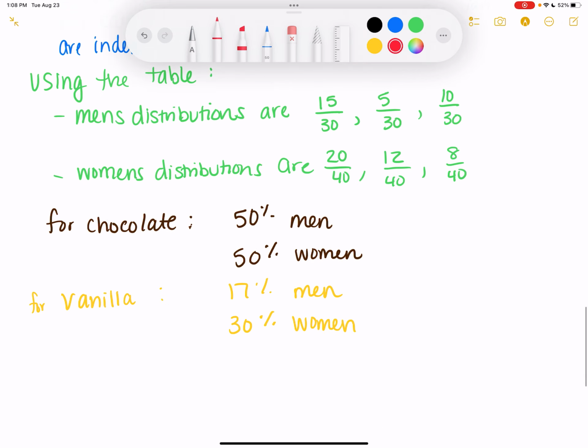And then the last one, strawberry. For men, we'll just call it an even 30% to make it easier. And women, 20%.